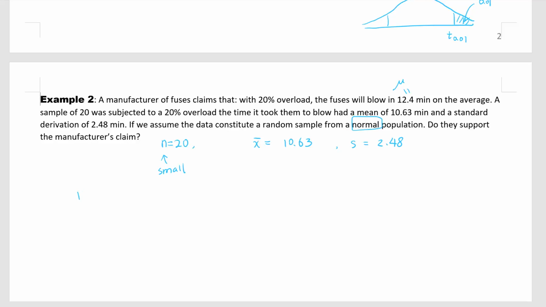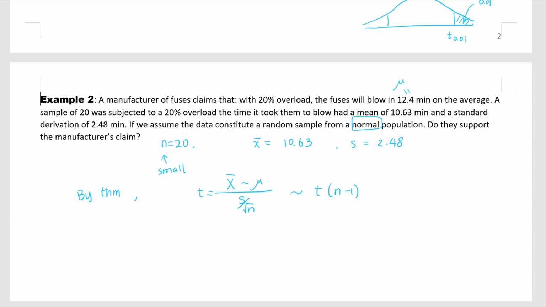Okay, so by our theorem, t equals x bar minus mu over s over square root of n, since we don't know sigma, and it has the t distribution with degree of freedom n minus 1. Okay, so what does that mean?